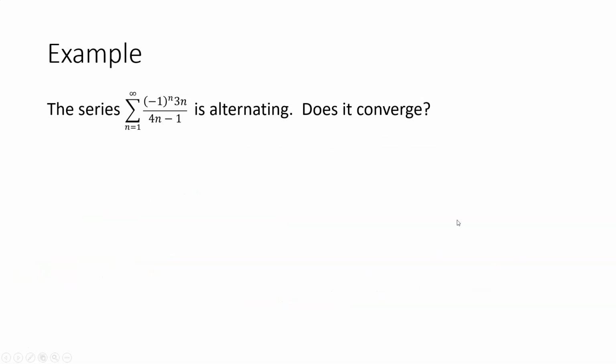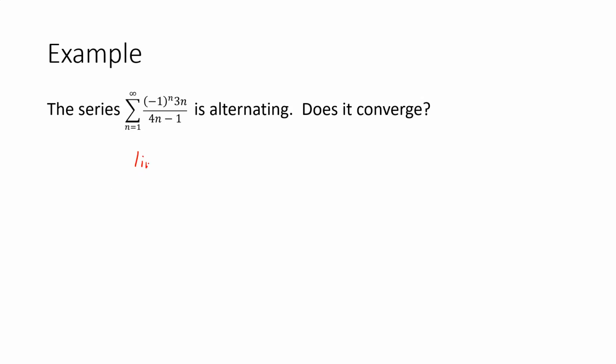What about this series? The series negative 1 to the n, 3n over 4n minus 1. Clearly it's alternating because it has this negative 1 to the n factor. But does it converge? Well, I can kind of tell just from observation here, 3n over 4n minus 1 does not go to 0. So right there I can see that perhaps that second condition of the alternating series test is not satisfied.